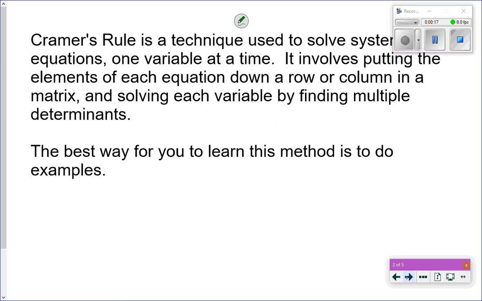Cramer's rule is a technique used to solve systems of equations, one variable at a time. It involves putting the elements of each equation down a row or column in a matrix and solving each variable by finding multiple determinants. The best way for you to learn this method is to do examples.